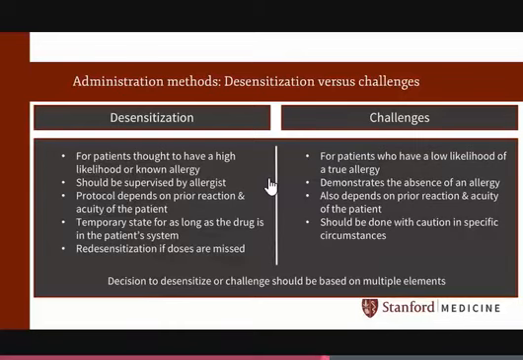And challenges, in contrast, are done in patients who have a low likelihood of a true allergy and are done to demonstrate the absence of an allergy. The protocol also depends on the reaction history and the acuity of the patient. This should be done with caution in specific circumstances. The decision to desensitize or challenge should be based on multiple elements, which may include skin testing.